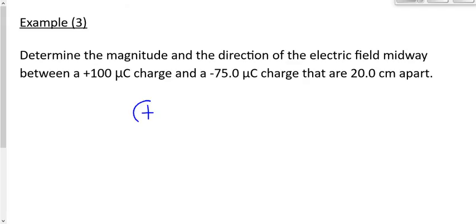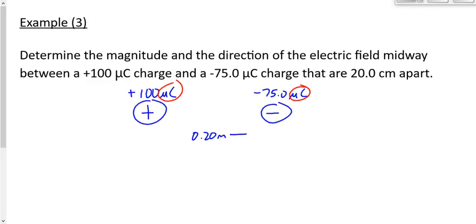We got a positive charge of 100 microcoulombs. Probably going to circle that in red to draw attention to the fact that it's micro, right? Not coulombs. We got to convert. To the right of that, we have a negative charge that's 75 microcoulombs. Once again, let's circle that to draw attention to it so we don't forget to convert that. The distance that separates them is 0.20 meters, or we could say 20 centimeters. We just have to convert it eventually. We're going to find the field strength right here, midway between.